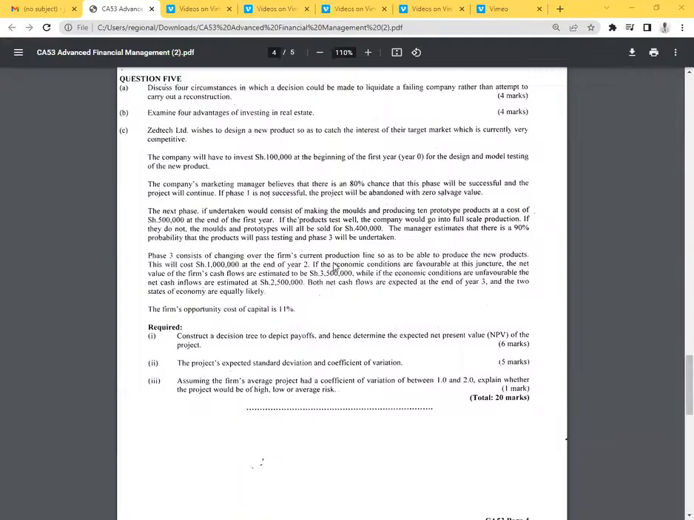They've told us here that if the economic conditions are favorable at this juncture, the net value of the firm's cash flows is estimated to be 3.5 million, while if the economic conditions are unfavorable, the net cash inflows are estimated at 2.5 million. Both net cash flows are expected at the end of year 3, and the 2 states of economy are equally likely.